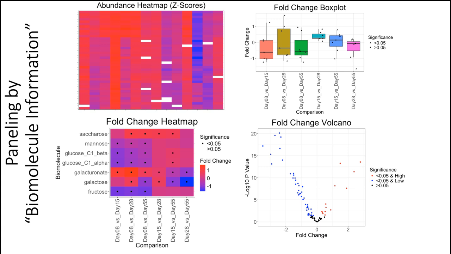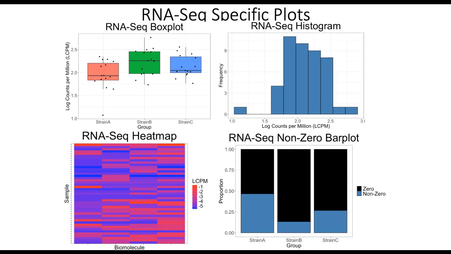If paneling by biomolecule information and plotting fold changes, there are fold change box plots, fold change heat maps, and fold change volcano plots. All fold change plots have the capability to indicate significance. Fold change volcano plots can be filtered down to a specific comparison, though the default is to build plots for all comparisons. Now, if users have RNA-Seq data, the fold change plots will remain the same.